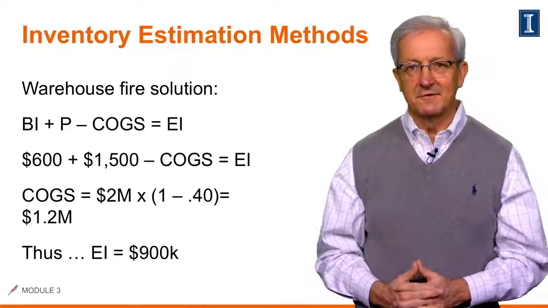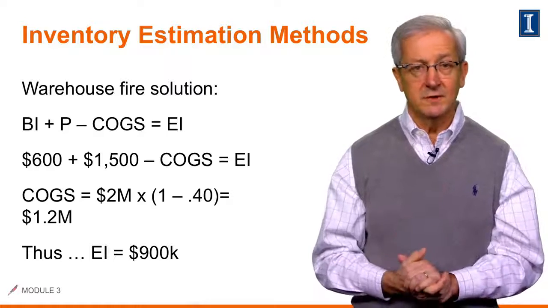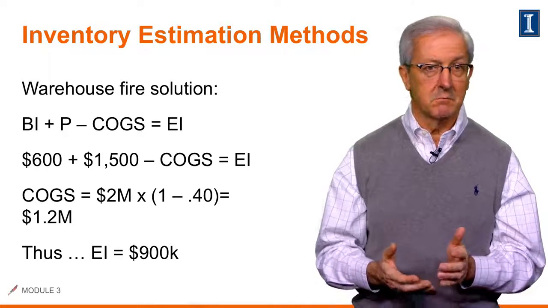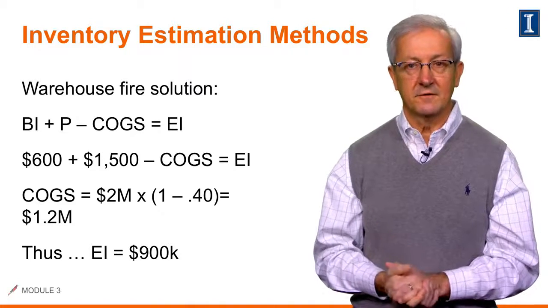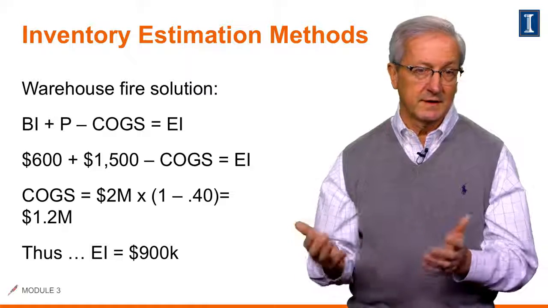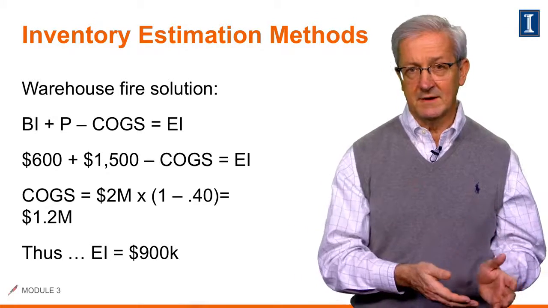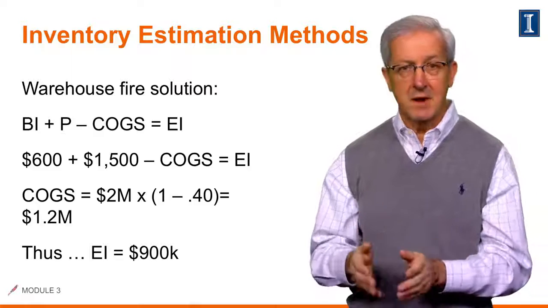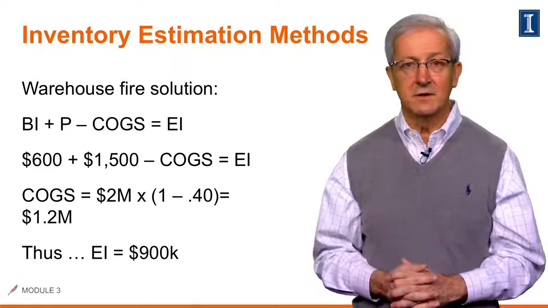Let's see how you made out on this question. Let's review this gross profit method a little bit further. We know the formula: beginning inventory plus purchases minus COGS gets us to ending inventory. If we take the $600,000 plus the $1.5 million minus our COGS, we'll get to our ending inventory. The COGS in this case are the $2 million in sales that we had times 1 minus the gross profit margin, which gives us a COGS of $1.2 million.